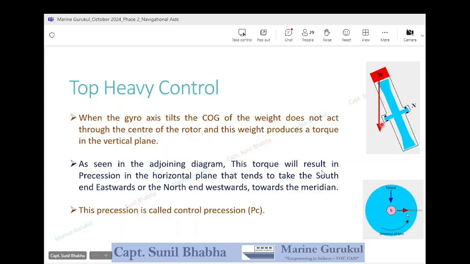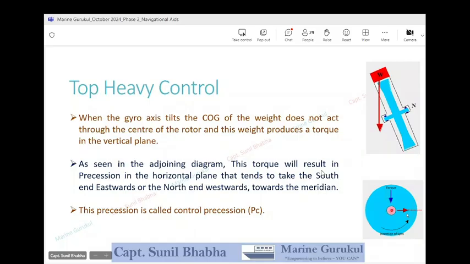And how is this precession going to act? Take your attention to the bottommost diagram. This is looking at the rotor and spin axis arrangement from the south end. Now you can see that the weight is now acting on the south end, pushing it downwards. This is represented by the blue color arrow in the bottom diagram. You can see the blue color arrow showing the torque which is being generated by the top heavy weight.